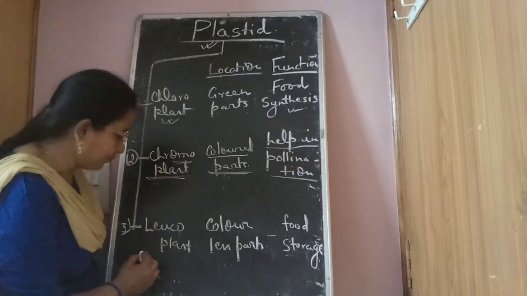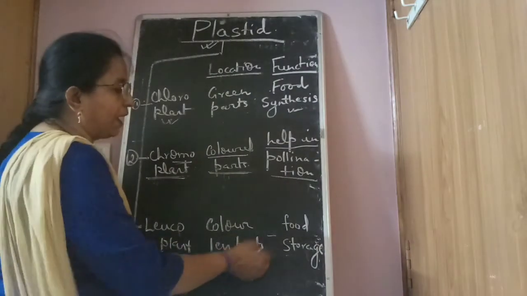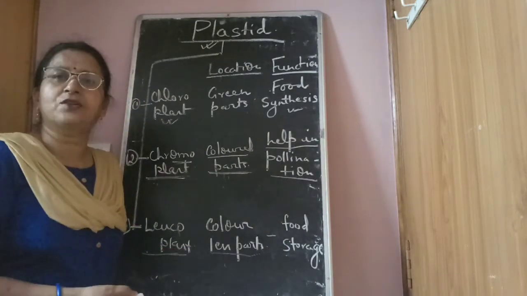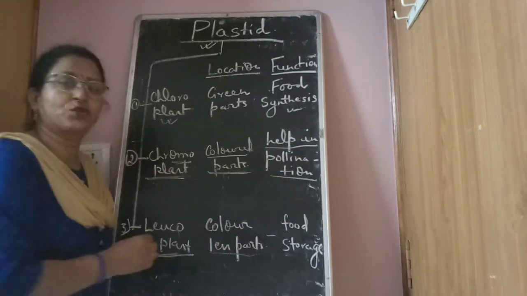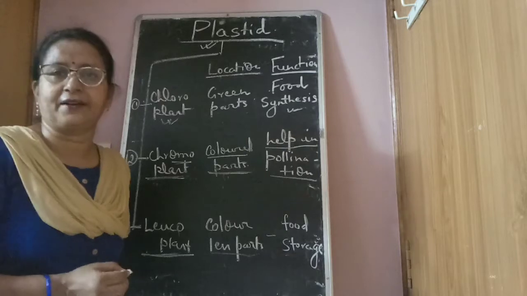Now come to the leucoplast. Leucoplast is present in colorless parts where it is responsible for food storage. Actually, this leucoplast has the ability to store carbohydrate, protein and fat.